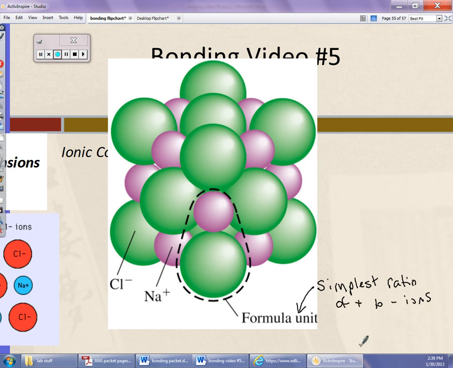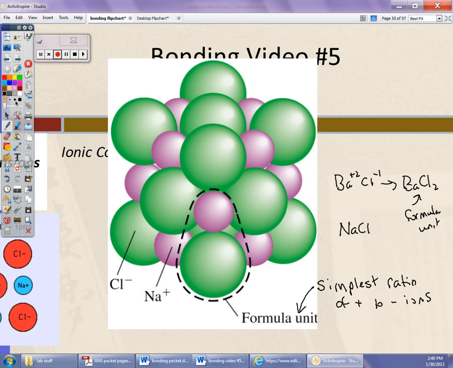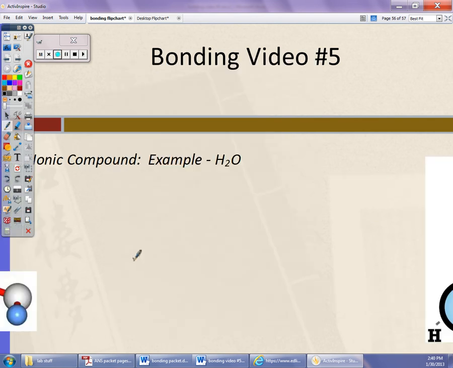It is the same formula that you did back when you did your naming unit. So for sodium chloride, it is a 1-to-1 ratio, NaCl. But if something had a positive 2 charge, its ratio would be BaCl2, and that would be its formula unit. The reason why you need it is you have no idea how many sodiums and how many chlorines are in any particular compound because it does repeat. It is a lattice.